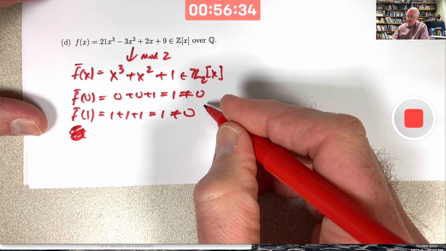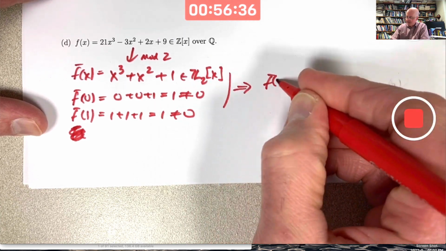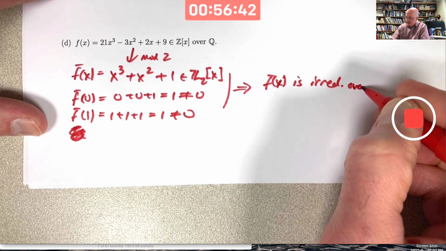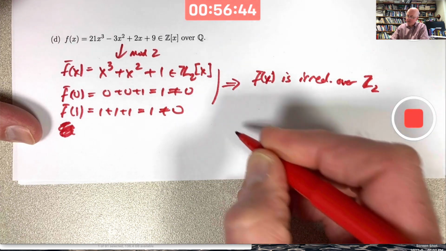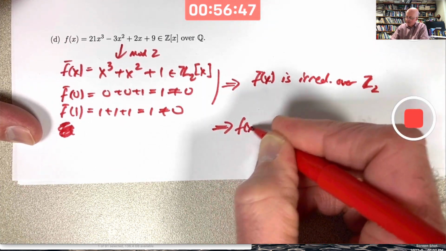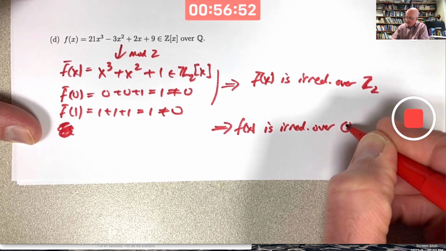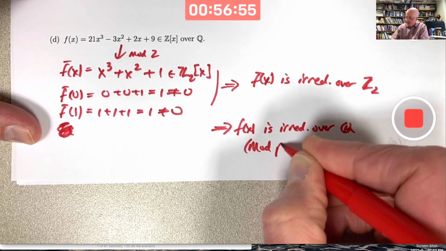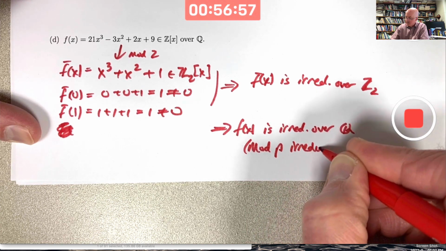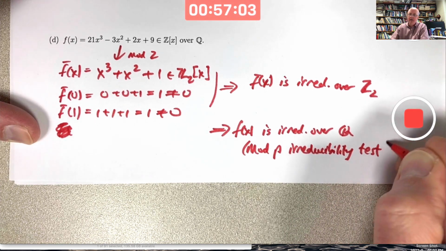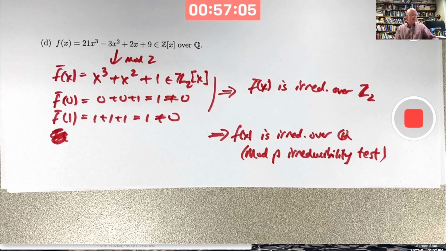No zeros in Z2. This implies F bar of x is irreducible over Z2, which by the mod p irreducibility test means the original polynomial f of x is irreducible over Q. Mod p, in this case where p is 2, irreducibility test. So again, you have to have these problems set up for you if it's going to work out nicely. And that's what I'm certainly doing for my students here.